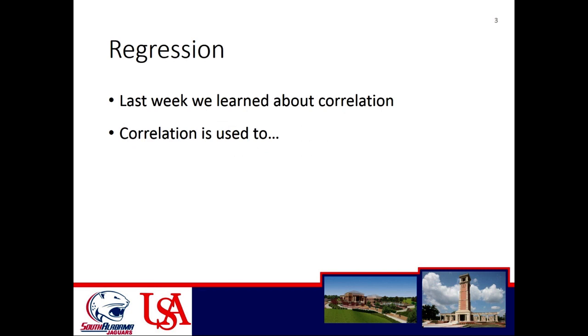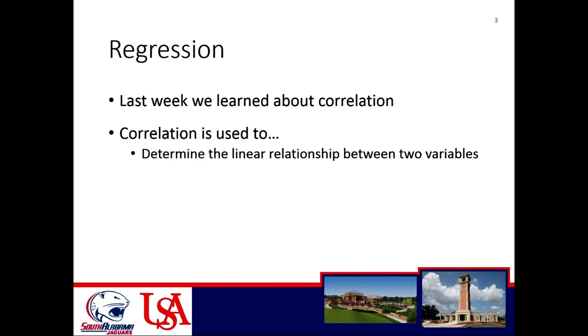So last week we learned about correlation. We had a definition for correlation. Do you remember what it is? Hopefully you said correlation is used to determine the linear relationship between two variables. So correlation is when you have two variables, typically continuous variables, and you just want to get a general indicator of how well those two variables correlate with each other, how much those two variables are related.